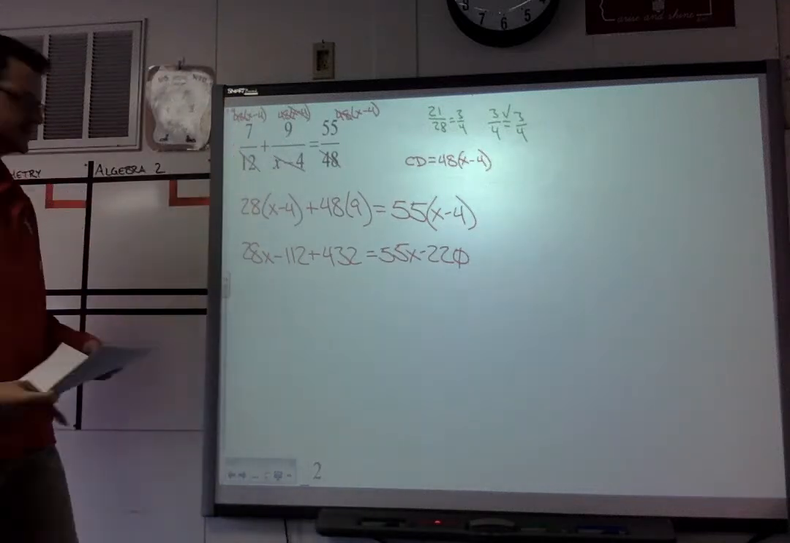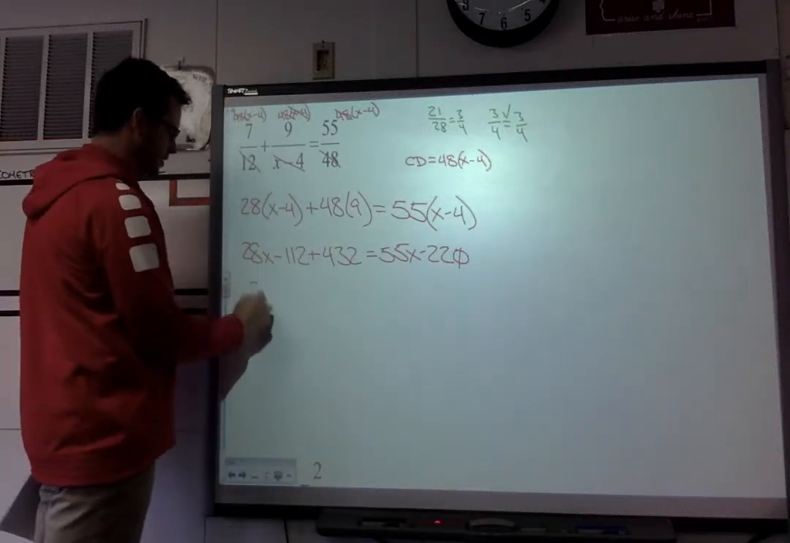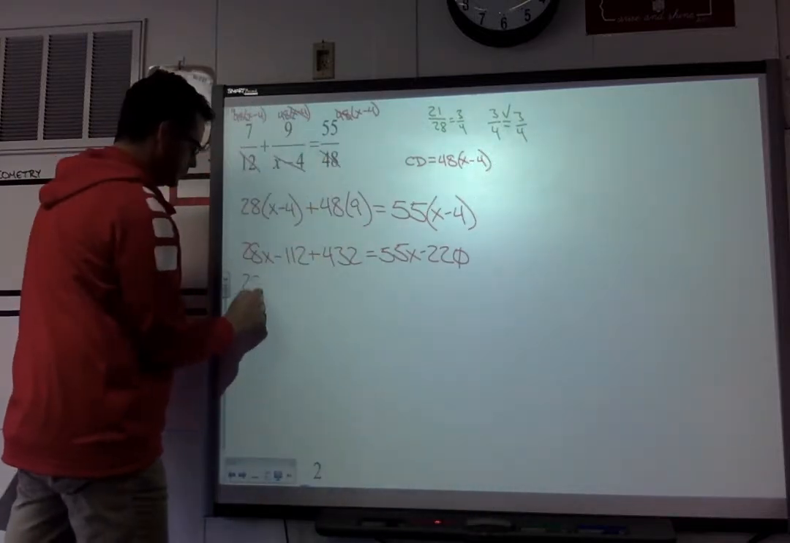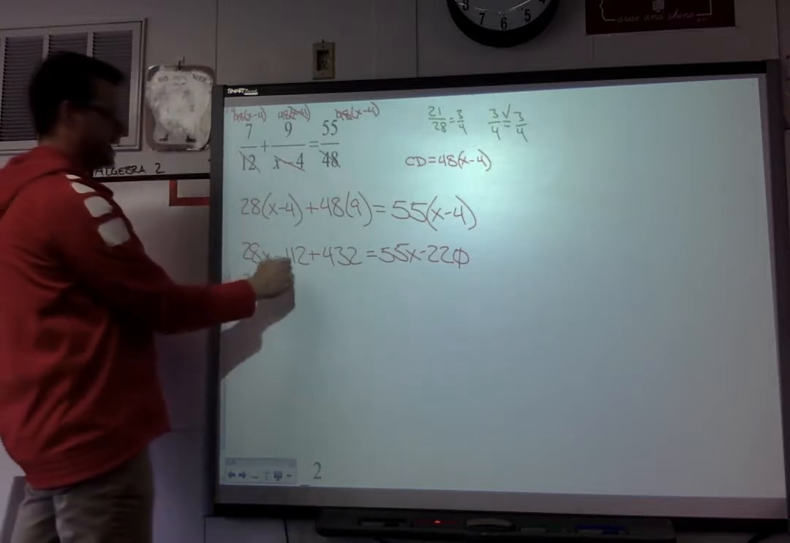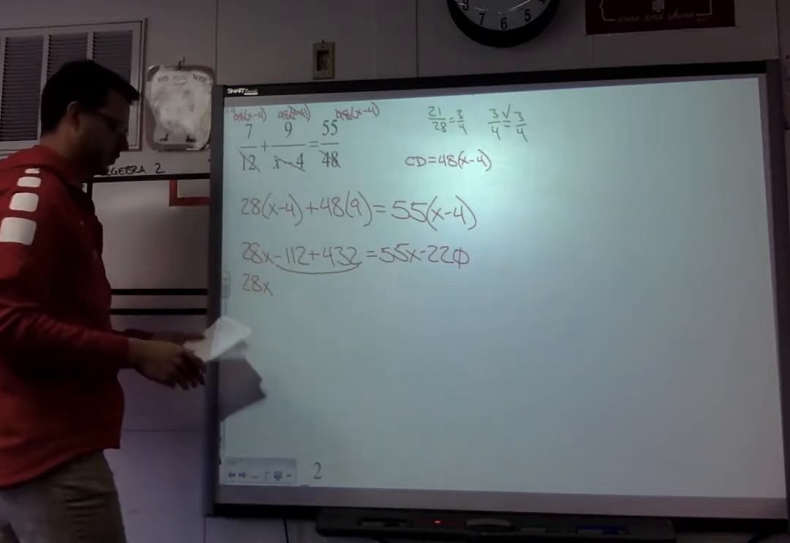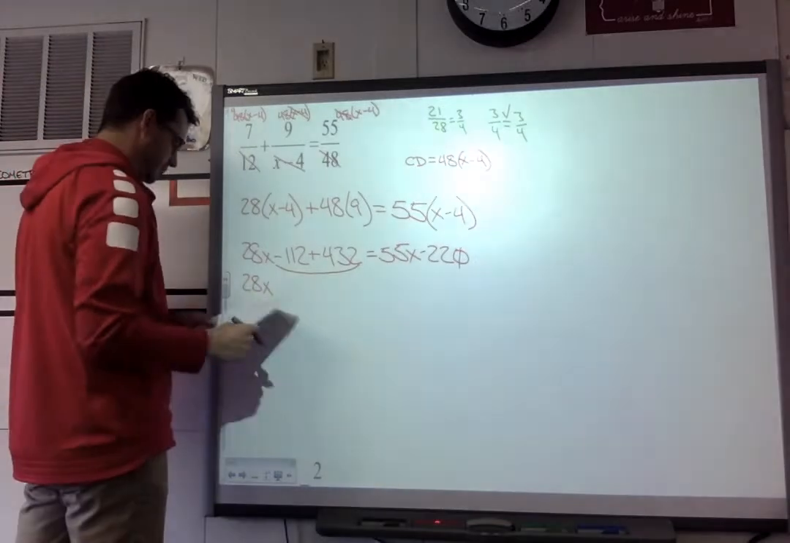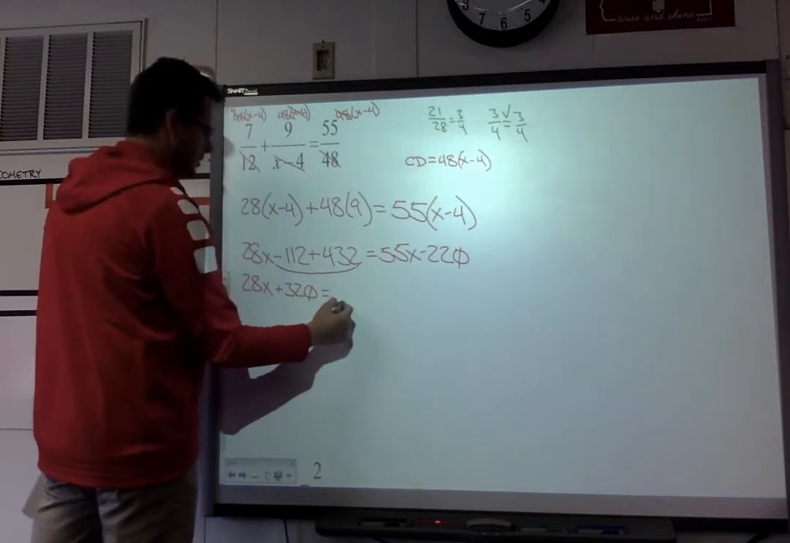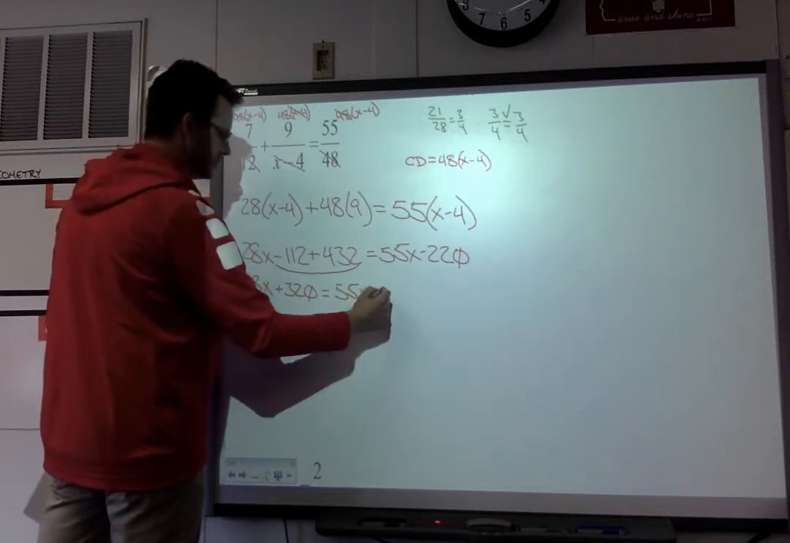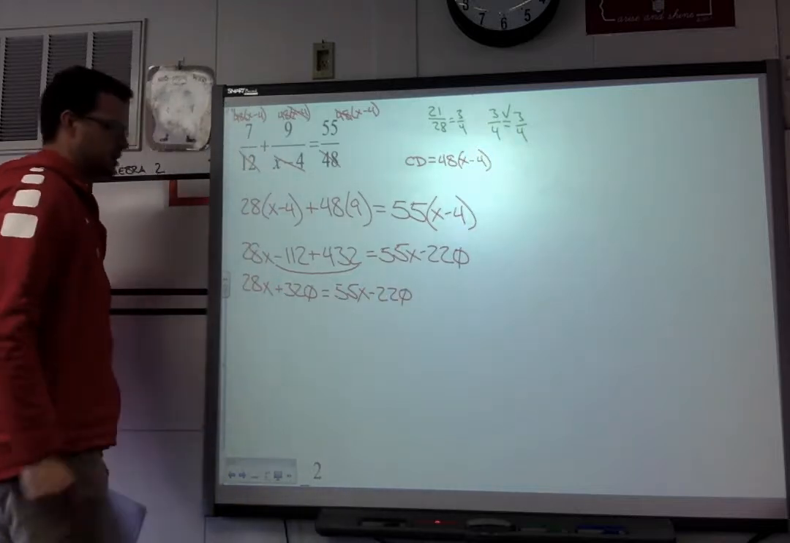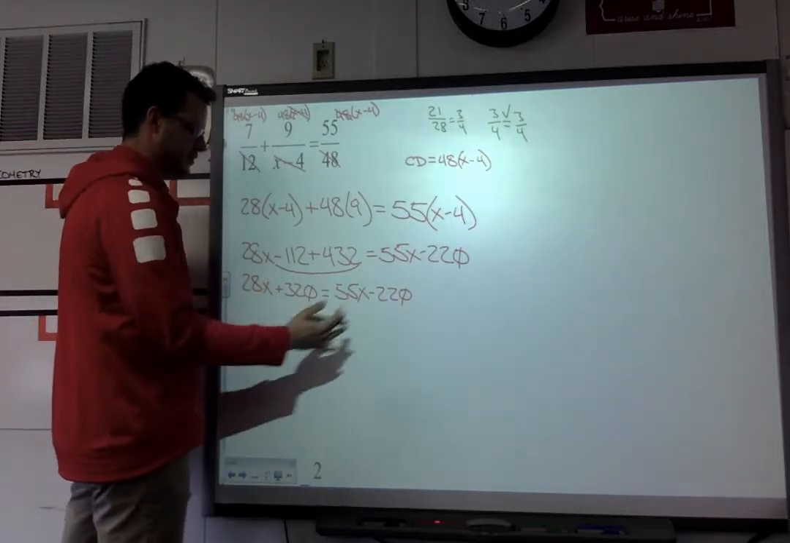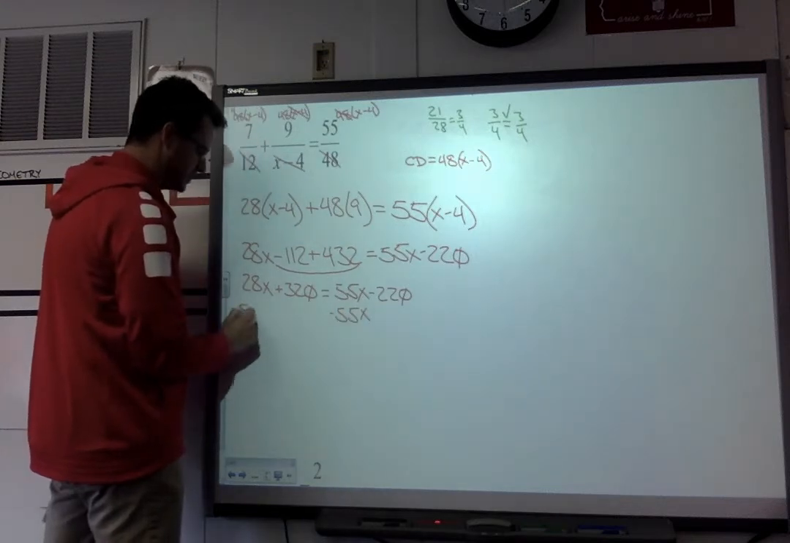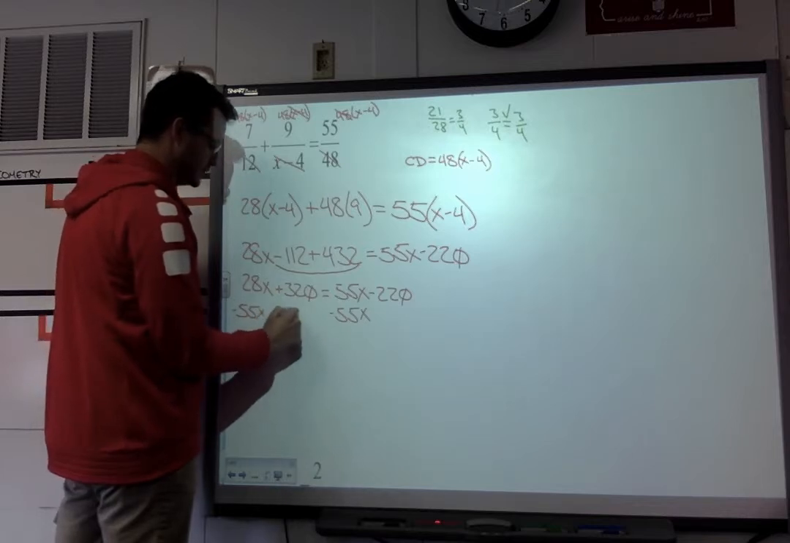Now again, same steps as up above. I want to combine my like terms, so I'll have 28x. I've got negative 112 plus 432 gives me a positive 320 equals 55x minus 220. So now again, I want to get my variables to one side, constants to the other. Doesn't matter which side you go with, you'll end up with that same answer either way.